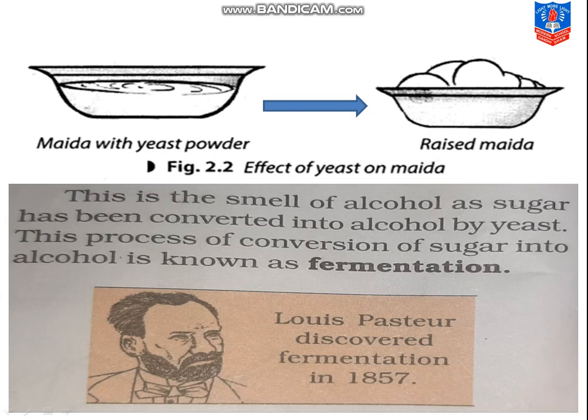You let it sit for 4 to 5 hours and then you smell the solution. What kind of smell will you feel? Yes, this is the smell of alcohol, as sugar has been converted into alcohol by yeast. This is how alcohol is made. As the yeast reacts with sugar, it converts it into alcohol. This process of conversion of sugar into alcohol is known as fermentation. Very important. This is the definition.